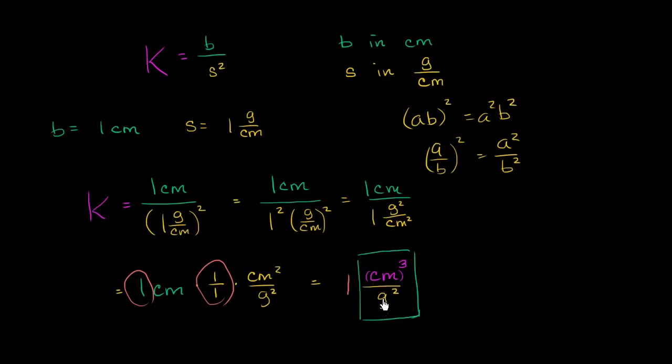And I can't tell you offhand an intuitive physical representation of that, but you at least know the units. You have cubic centimeters, which you can kind of view as a volume, divided by, I guess, a mass squared. And a mass squared is a little bit less intuitive for me. But at least we know what the units of k would be in this formula, given the units of b and s.